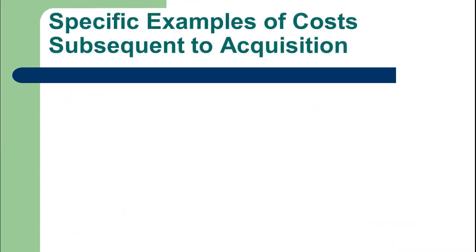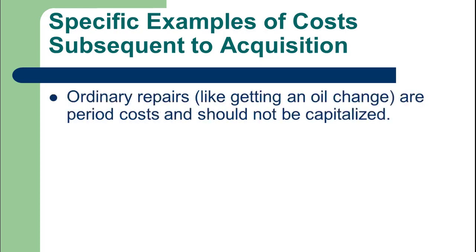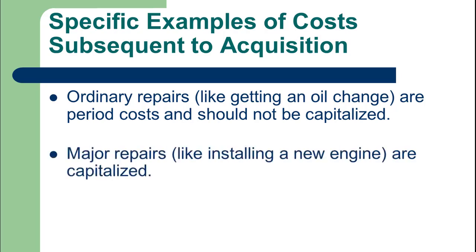Let's look at some specific examples of this. I like to think about this in terms of my car for most of these. It's easy to think about it that way. So if I take my car in for an oil change, then it's an ordinary cost. It's not going to improve the value of my asset. It's not really going to lengthen how long I can use it, at least not substantially. That's an expense. I couldn't capitalize that. If it's a major repair, like installing a brand new engine, then that gets capitalized because I've improved the life of my asset.